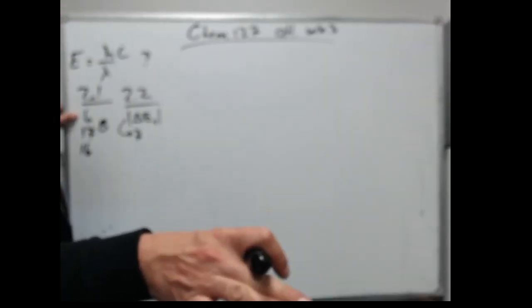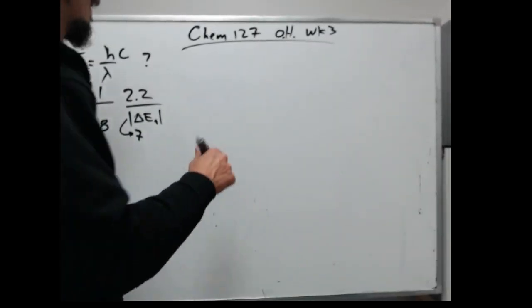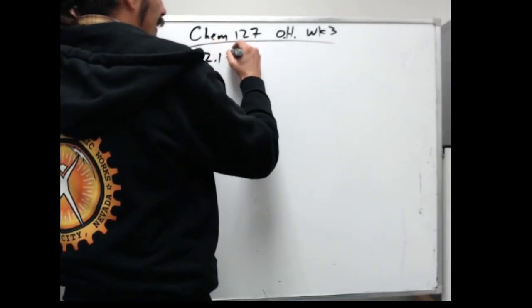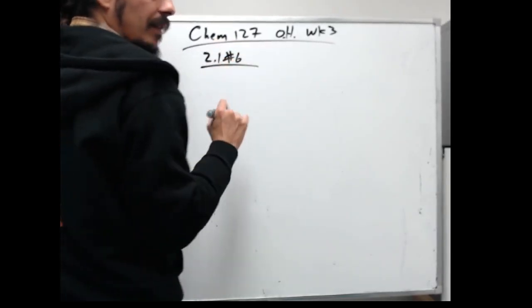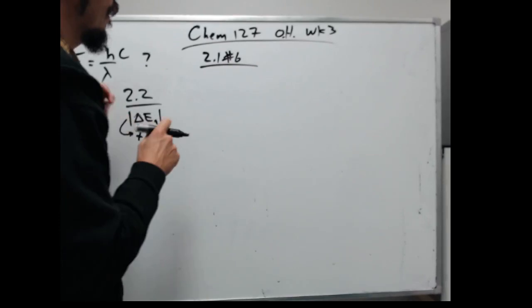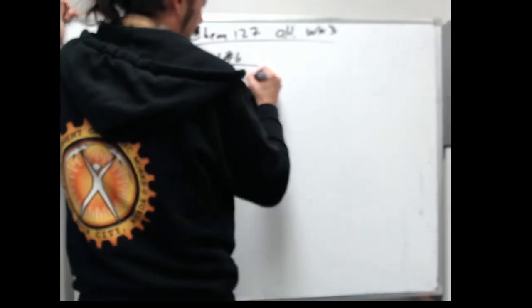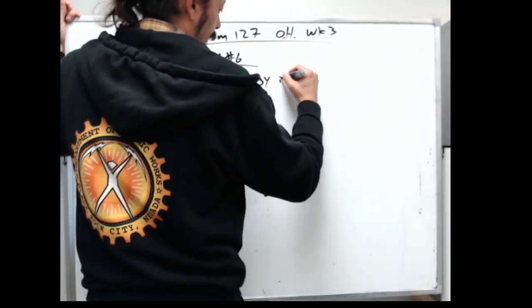So when we're dealing with, what's problem 6 say? If I remember, you said problem 6 relates to this. So we're going to look at 2.1, number 6. I have it. Yeah, what you got? What is the energy in joules of a photon with wavelength 720 nanometers?